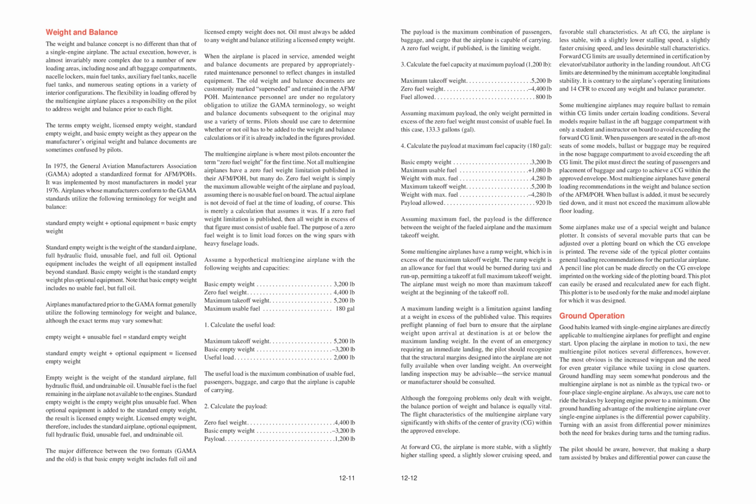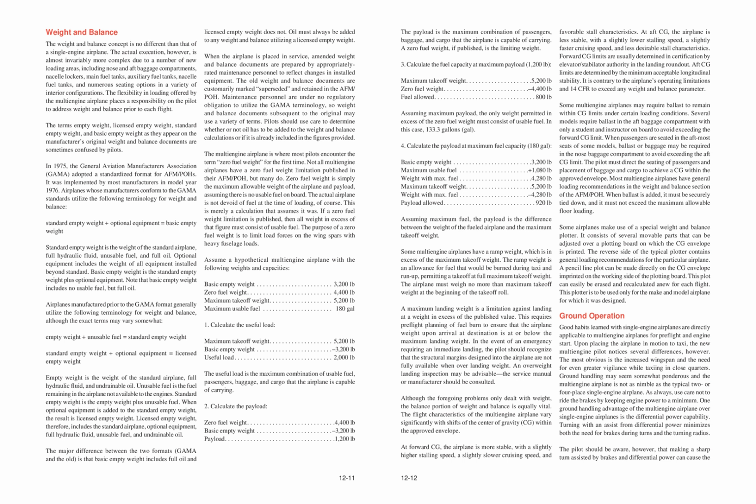1. Calculate the useful load. Maximum takeoff weight, 5,200 pounds, minus basic empty weight, 3,200 pounds, equals useful load, 2,000 pounds. The useful load is the maximum combination of usable fuel, passengers, baggage, and cargo that the airplane is capable of carrying.